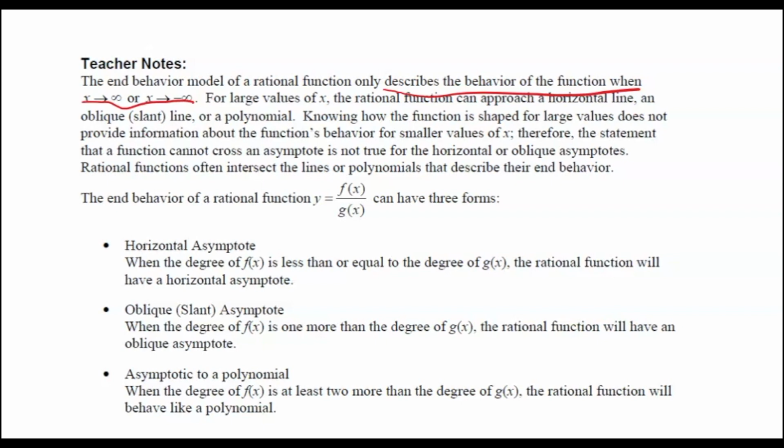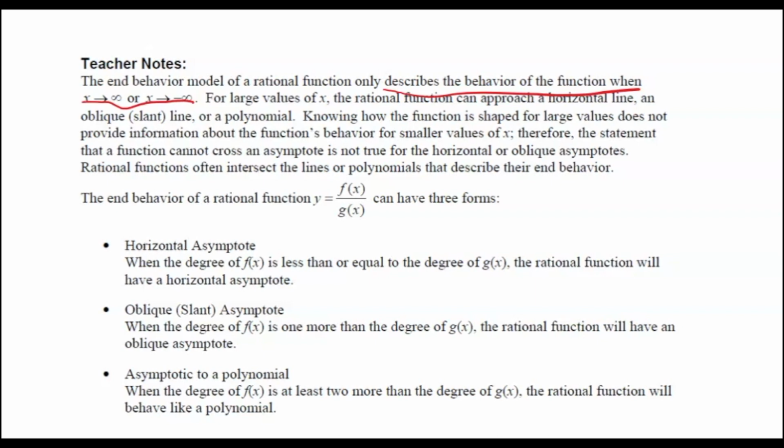Now, something else you need to remember about end behavior asymptotes is they simply tell what's going on at each end. It does not tell what's going on in the middle. So sometimes the function can cross these asymptotes. Okay, that's what this paragraph is talking about.